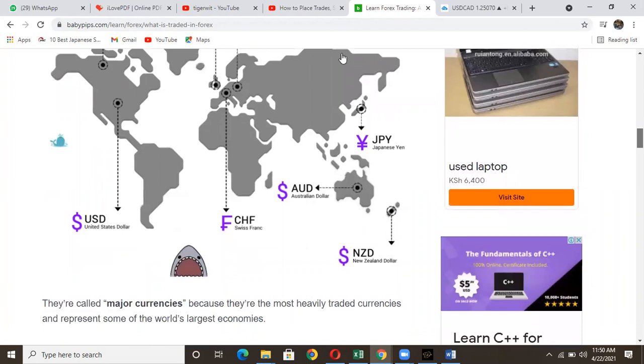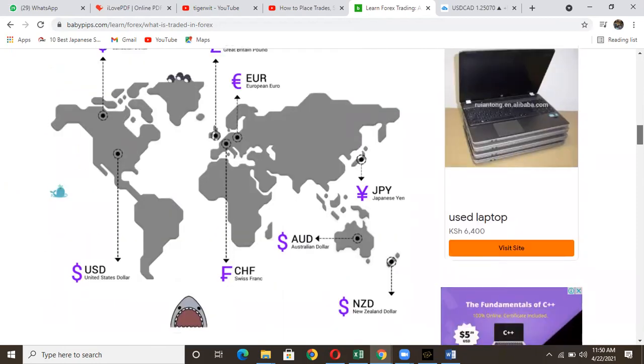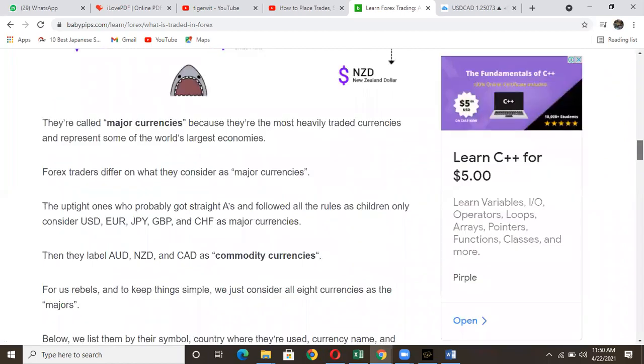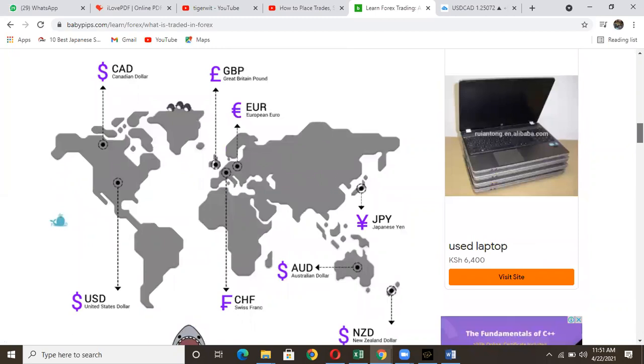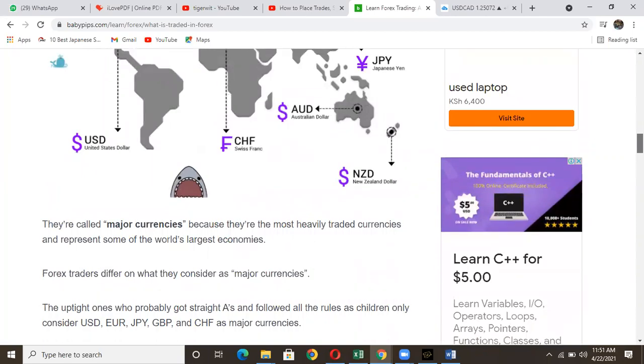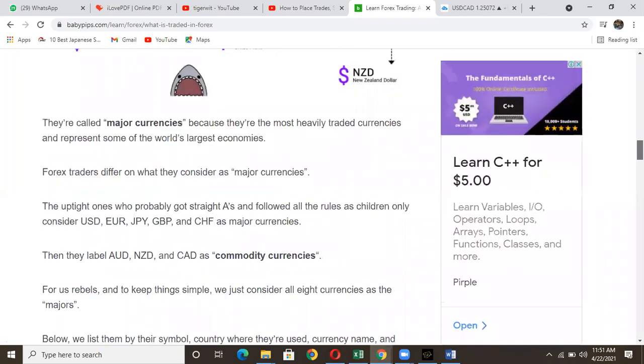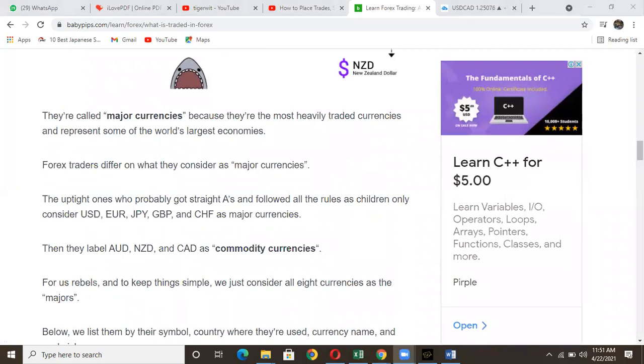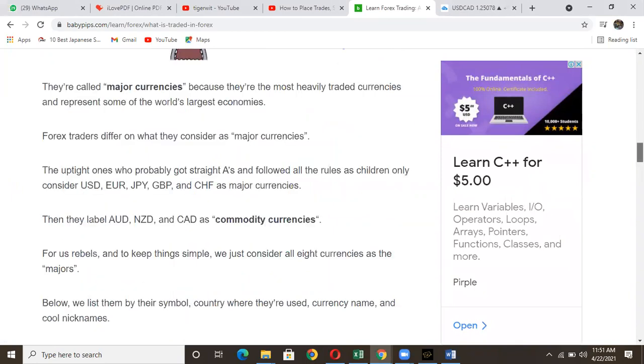So one of the most important currencies, guys, we'll be really tackling is the USD, the United States dollar. And then I want to give you guys the reason as to why we'll be paying close attention to the USD. So these ones I've told you, from the CAD, GBP, euro, JPY, AUD, New Zealand, Swiss franc, and USD, we call them the major currencies because they are the most heavily traded currencies in the world. Forex traders differ on what they consider as major currencies. So you can see them.